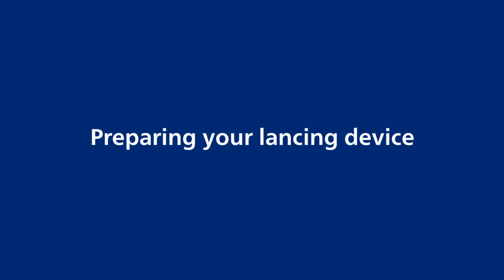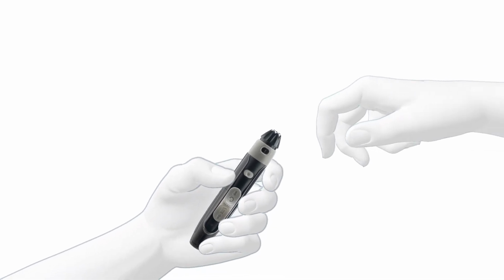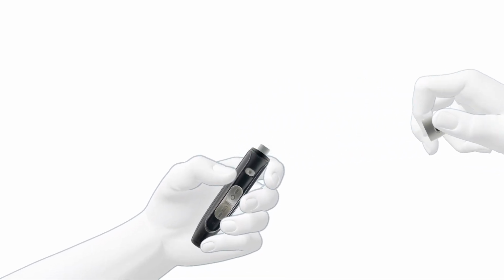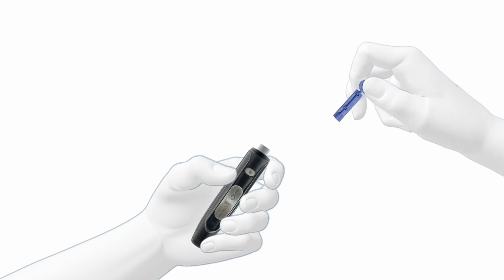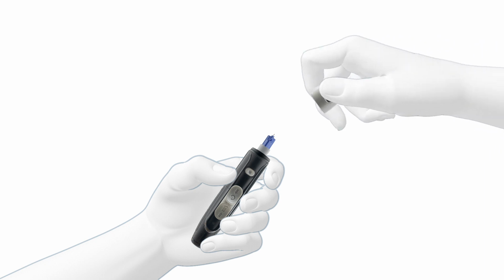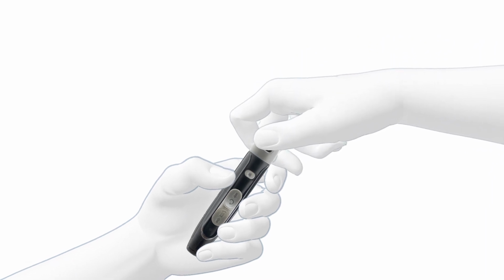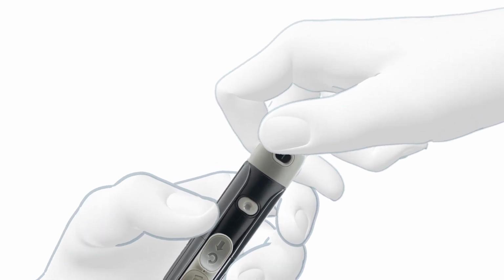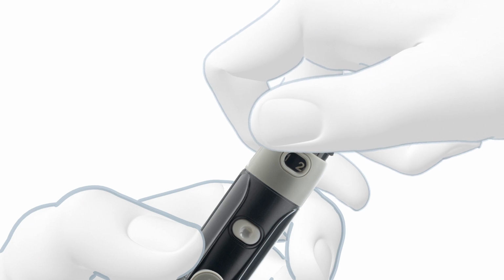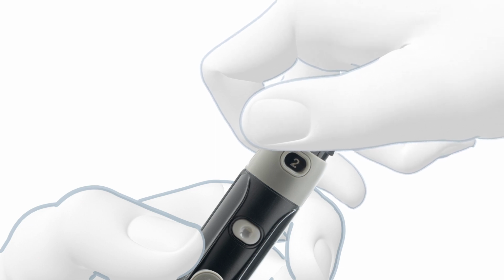Next, let's walk through preparing your lancing device. Start by removing the lancing cap. To do this, snap it off at an angle. Insert a new lancet into the lancing device and twist off its plastic cap. Place the lancing device cap back on the device, with the depth setting indicator window aligned with the activation button. Adjust the cap to your desired puncture depth level.